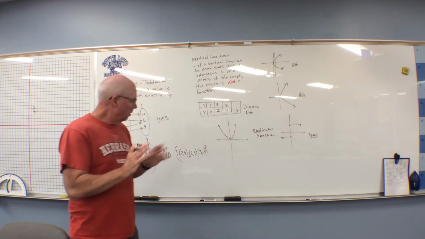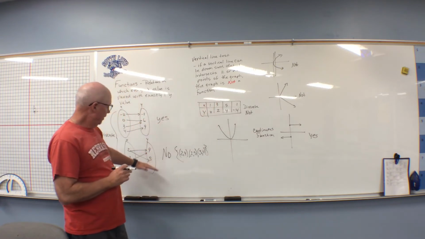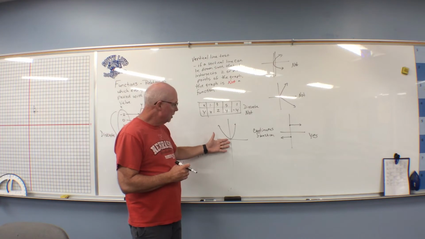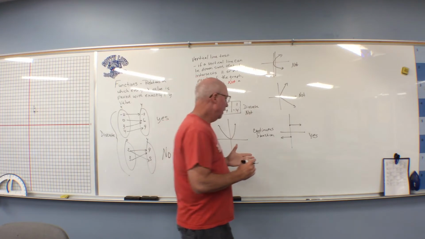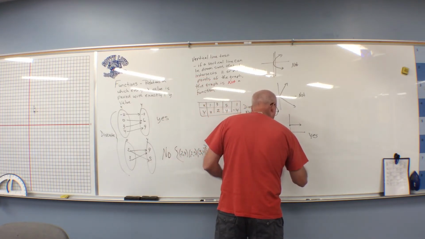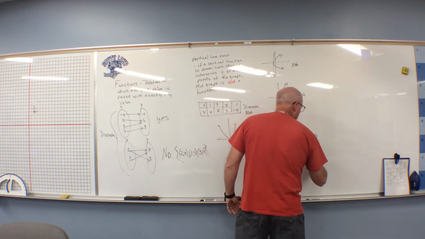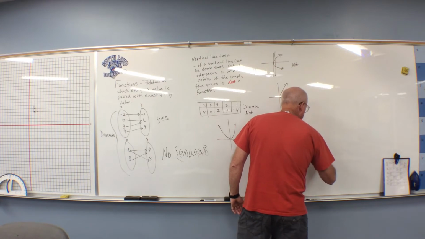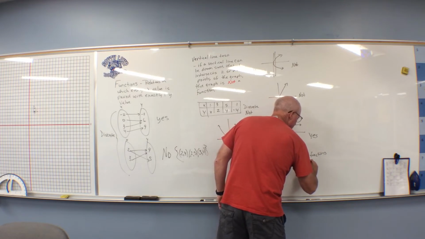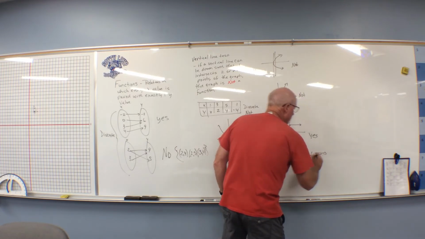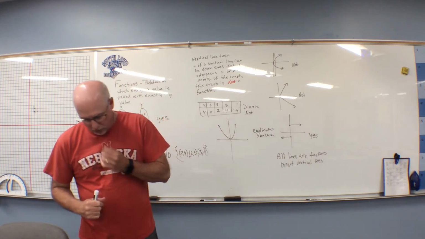Once again, I'm just going to run through this. We can have discrete relations that are functions, and then we can have discrete ones that aren't. We can have continuous functions that are, and then we can have them that aren't. I will tell you this: all lines are functions except vertical lines. Vertical lines are not functions. The rest of them are. So you need to know those things.